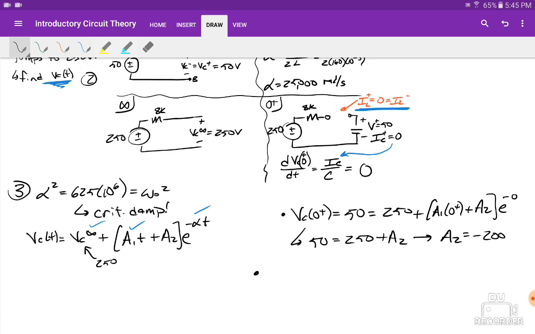Now, to come to my A2, this is when you need your derivative. I take the derivative of my parent function, if you will. When I take the derivative, I'm going to get dVc/dt. But now, with the derivative, I'm going to evaluate that derivative at 0 plus again. Well, I found earlier that dVc/dt is actually equal to 0. And you say this is equal to 0, and that's perfectly fine. It actually ends up happening quite often.